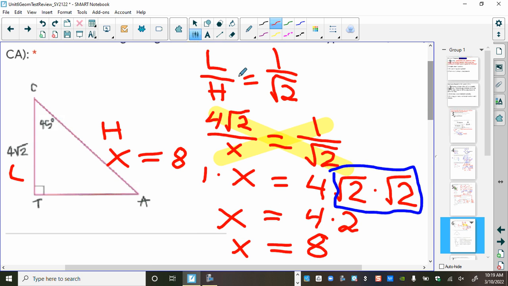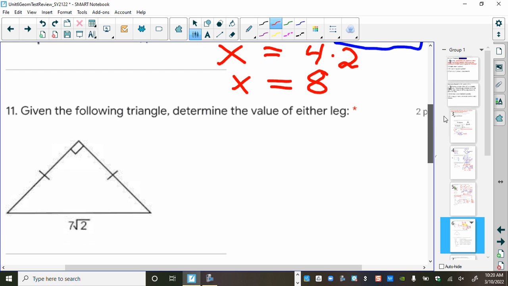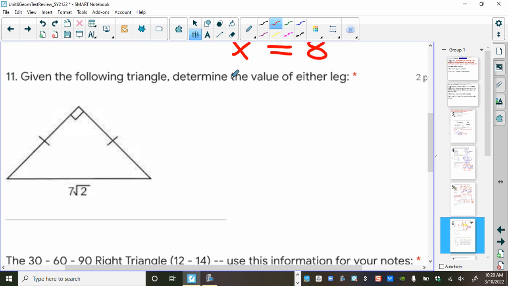So again, take this same proportion: L over H equals 1 over square root of 2. You're going to use that again. Here's why we're going to use that one again. All right, does everybody have this one? Catherine, you have this one? Okay. So what we're going to do, we're going to take the same problem. So if it says either leg, you're still okay.